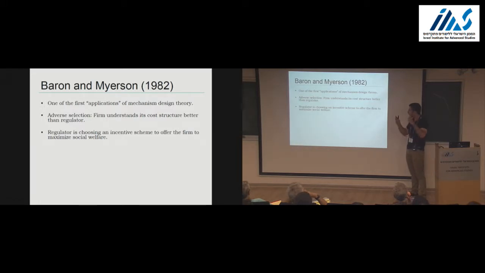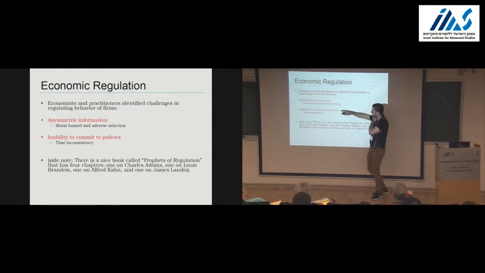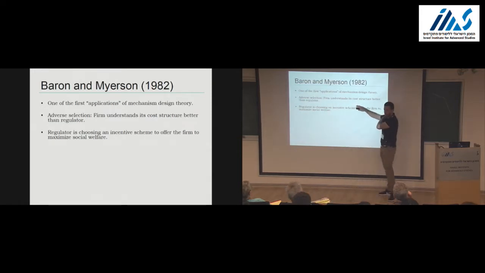So a canonical model in the asymmetric information world is the Baron and Myerson model. It's one of the first applications, in quotes, of mechanism design theory. Application in the sense that it's fairly stylized with cost functions and so on, but it's a specific use of mechanism design on a specific problem. It's an adverse selection problem. Within asymmetric information, there's moral hazard and adverse selection. Here it's adverse selection: the firm knows its cost structure better than the regulator, which is fixed ex ante. The regulator chooses an incentive scheme to offer the firm to maximize social welfare.